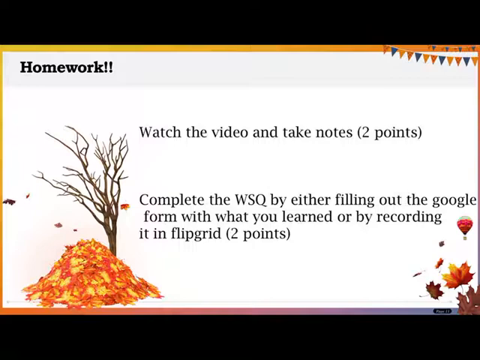So tonight we've already watched the video. Now make sure you took notes and complete the WSQ by either filling out the Google form or by recording it in Flipgrid.